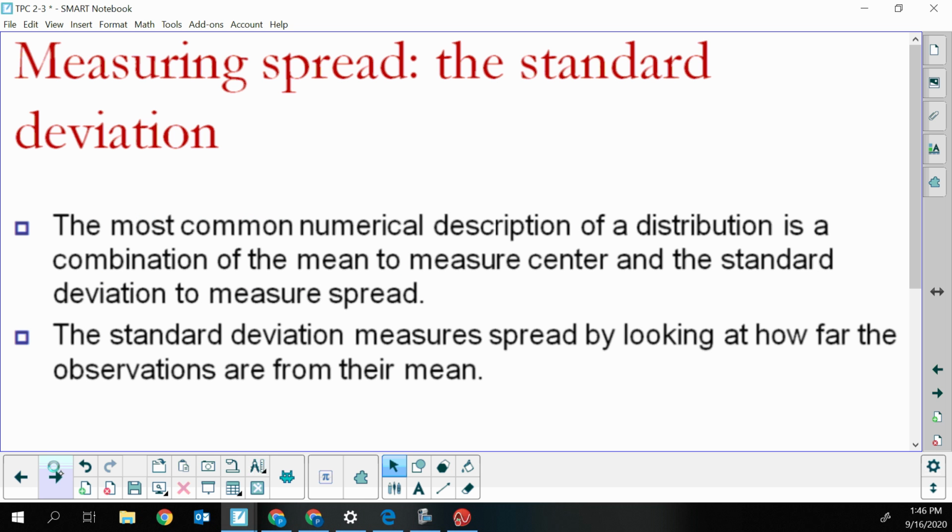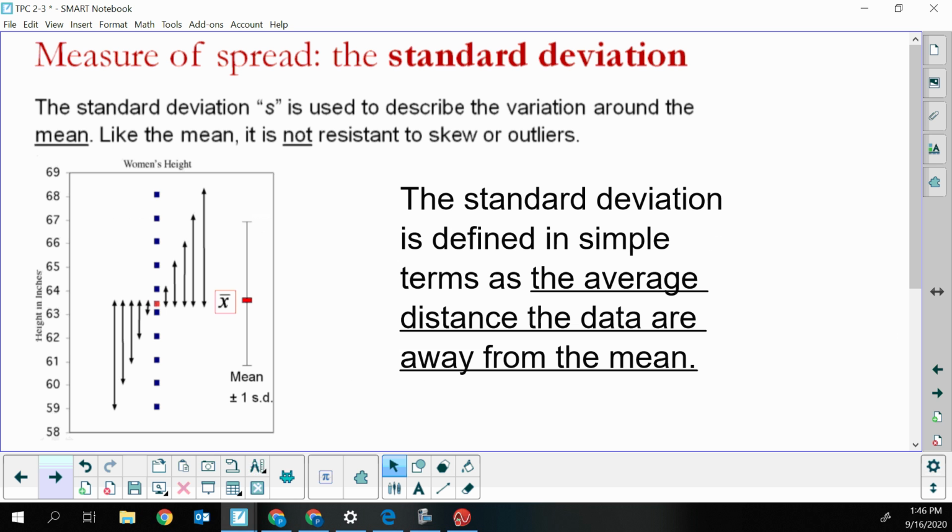The other way to measure spread, this is on the top of page 23, is using standard deviation. It's the most common measure of spread in statistics. And the standard deviation tells us how far the observations are from the mean. So that underlined thing below there: standard deviation is just the average distance from the mean. So if you were to calculate it, you would take each data point, see how far they are away from the mean value, then you would just average those distances.